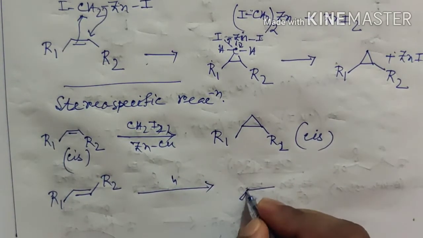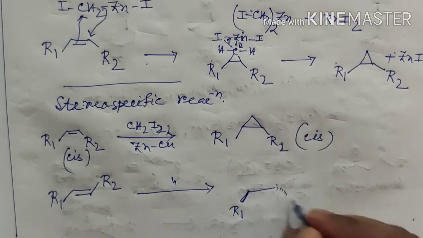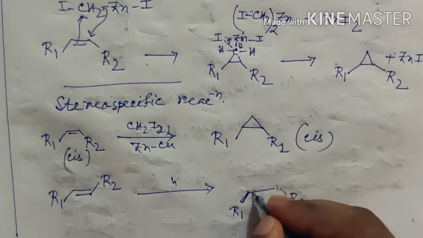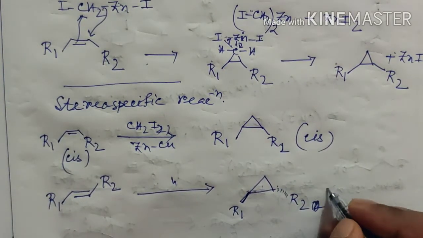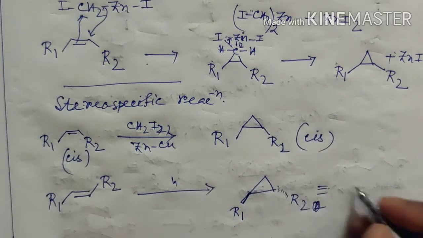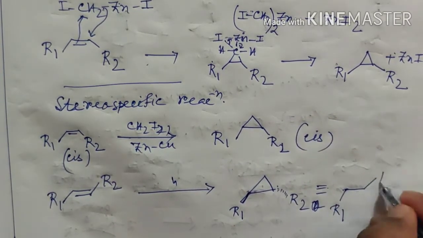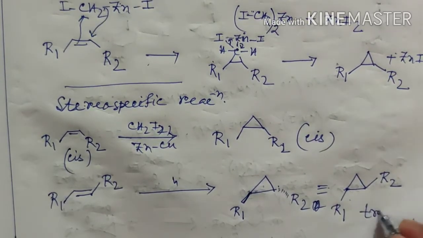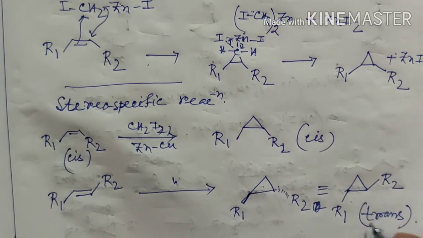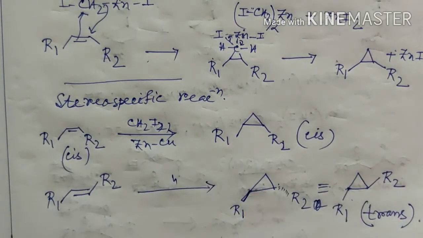That is, if R1 is above the plane then R2 will be below the plane. That is, they are trans, or we can write it in this way, that is R1 here, R2 here. So it is a cyclopropane ring, and in the product both groups will be trans. So the reaction is stereospecific.